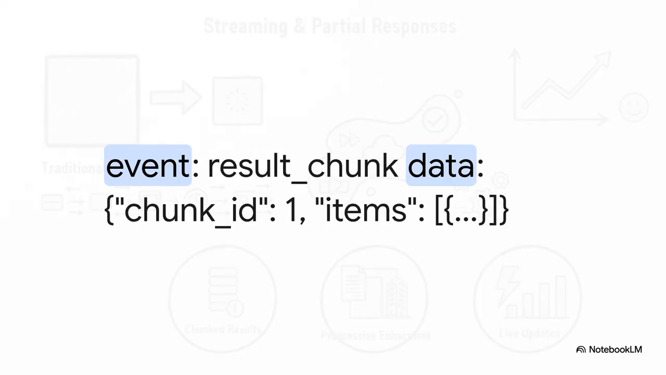And the format is incredibly simple, really. You just define an event name, maybe something like result chunk, and then you provide your data, usually as JSON. It's easy to read, and modern browsers handle it beautifully right out of the box.